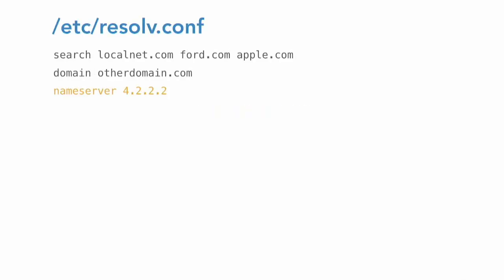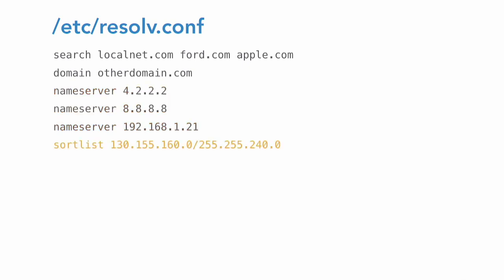The nameserver keyword is followed by a DNS server IP address to query. For instance, nameserver 4.2.2.2. You can have up to 3 nameserver lines and the client will query them in the order they're listed. The sortlist keyword allows us to sort IP addresses in certain networks.